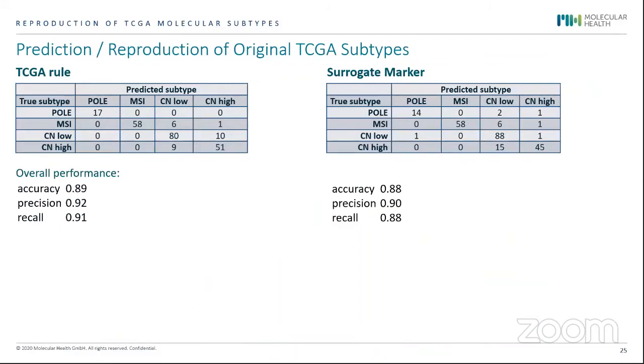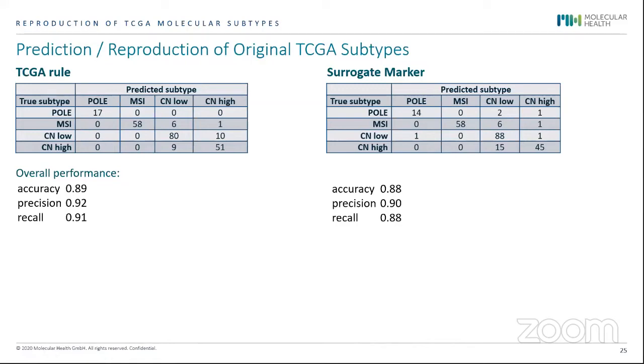So looking at the overall accuracy here, we get pretty good results. On the left-hand side, the TCGA rule classification from DNA and GS data, on the right-hand side, the surrogate marker classification, both reach around 90% accuracy, precision and recall.